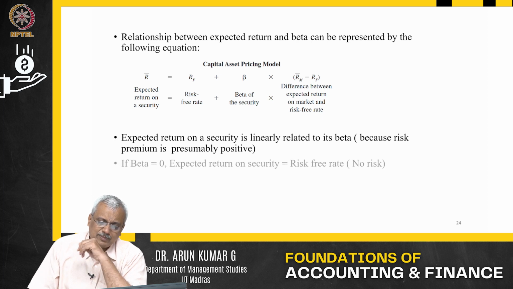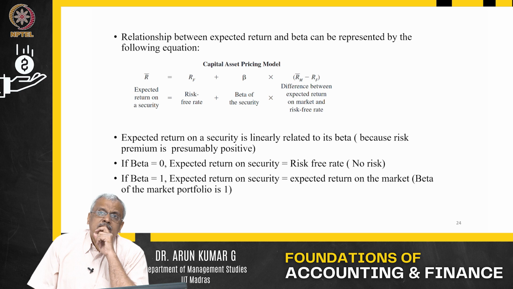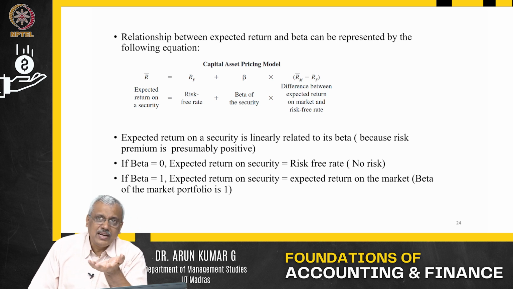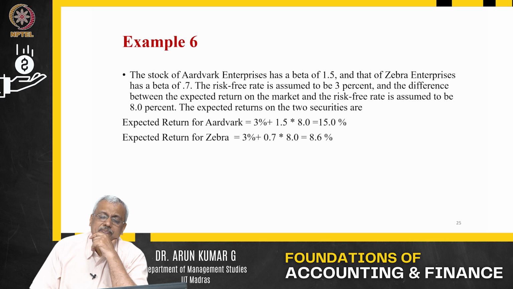I have explained it in the same way. Imagine your investment is in a government bond and you want to find the expected return. It will be RF, the risk free rate, plus beta, and beta is 0 in that case because there is no risk, times the market premium. So it will be equal only to the risk free rate. That is all we have got.